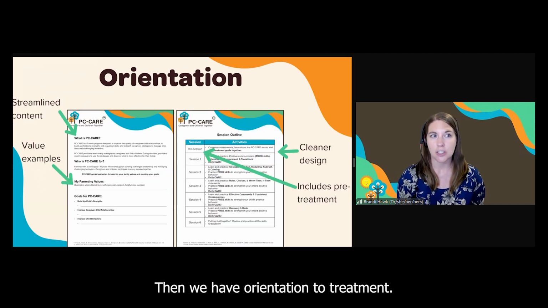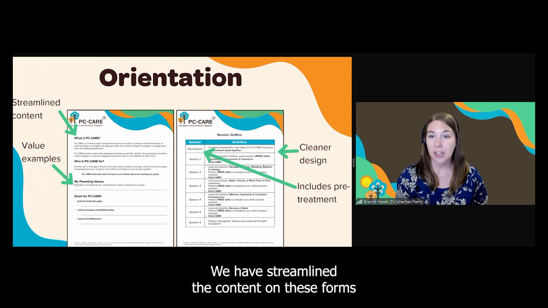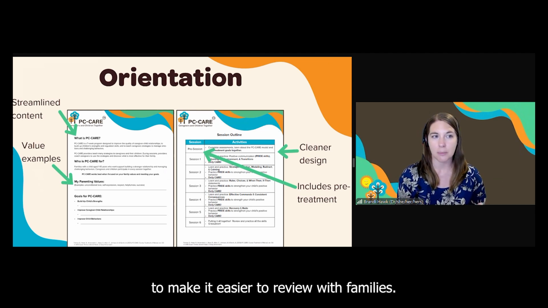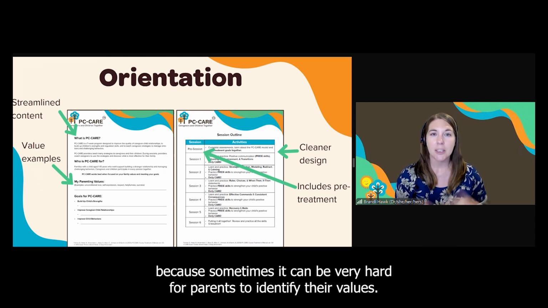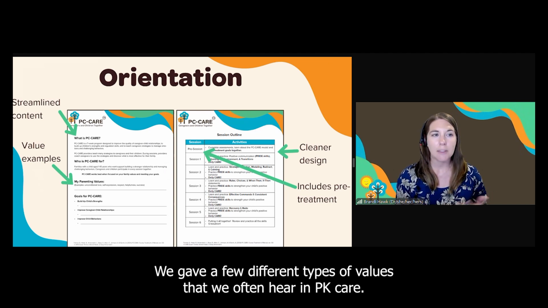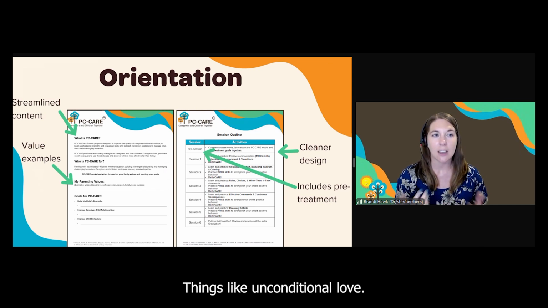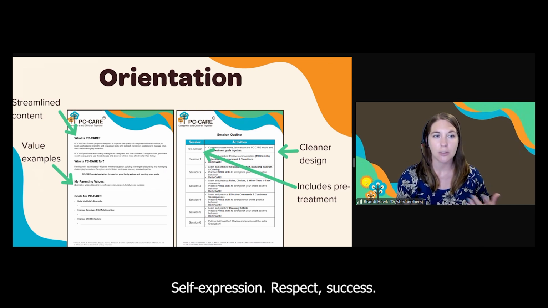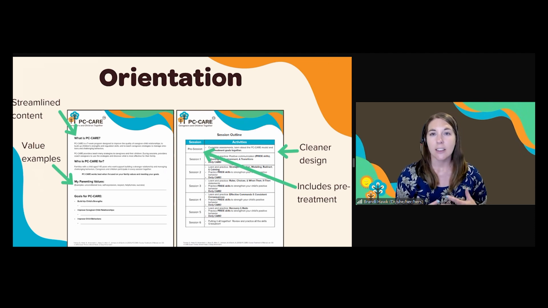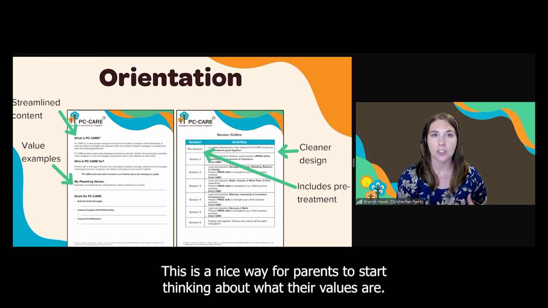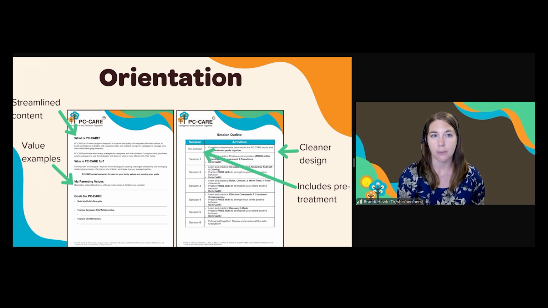Then we have orientation to treatment. We have streamlined the content on these forms to make it easier to review with families. We've also added examples of values because sometimes it can be very hard for parents to identify their values. We gave a few different types of values that we often hear in PC care. Things like unconditional love, self expression, respect, success. This is a nice way for parents to start thinking about what their values are.